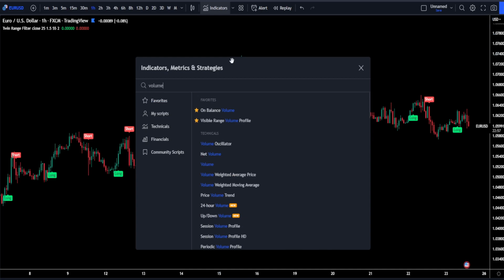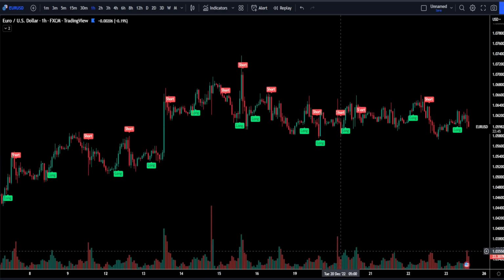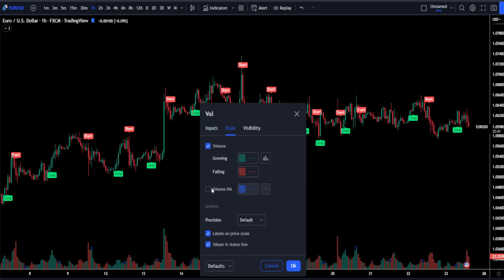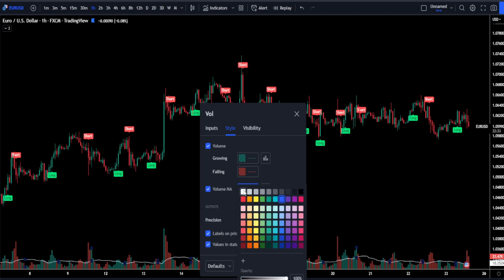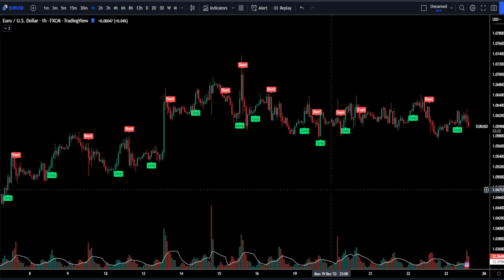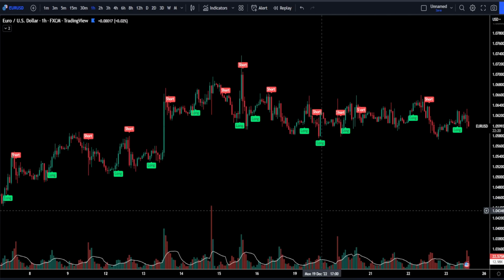Now for our second indicator, we're going to be heading back up to the indicators tab and searching for volume, which is the regular volume here made by Tradingview. Again, we're going to access its settings, so just double click on it, and in the style section we're going to be turning on our volume moving average and changing its color to white. Then in our input section we're going to be changing the MA length from 20 to 10. We will be using this indicator to determine if there is enough volume in the market to push the price in the direction of our trades.